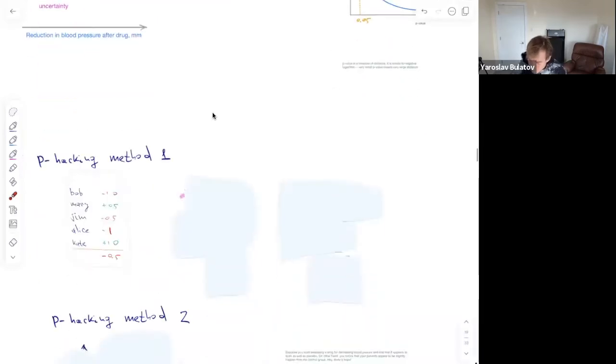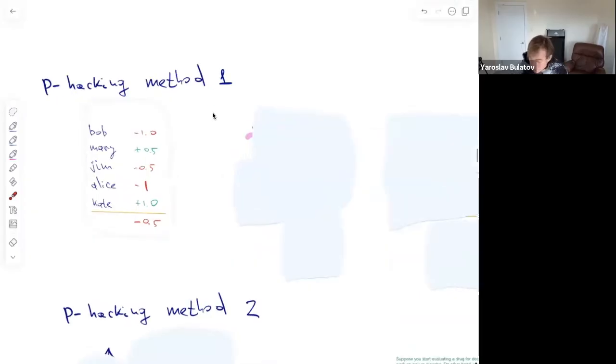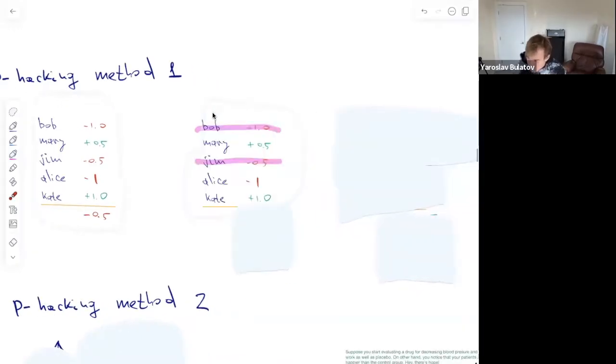What can you do? Imagine you're testing a blood pressure drug. You measure the improvement in some people, and then you conclude your data shows that it actually makes things worse. But you're very convinced that this drug actually works. So what can you do? Well, you notice that Bob and Jim, they're men, and you say, well, maybe the drug doesn't work on men, so you exclude them.